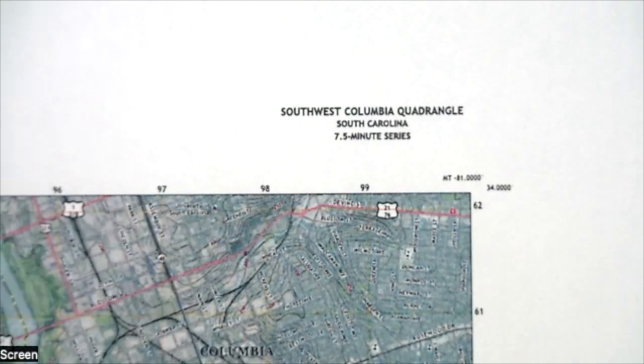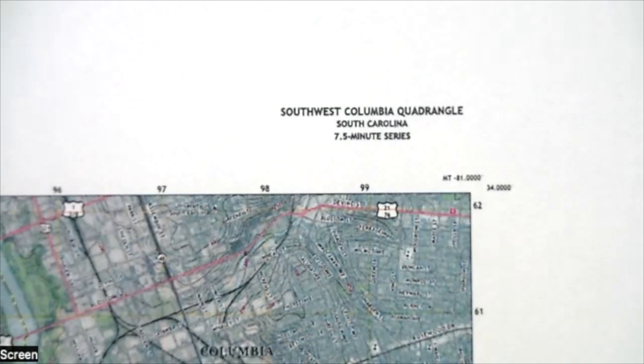And then 7.5-minute series. As you should know, the planet is divided into degrees of latitude and longitude. Each of those individual degrees is equal to what we call 60 minutes. Each of those minutes then can be divided further into seconds. So this 7.5-minute series is saying that we are in a small fraction of a whole degree. So we are quite zoomed in. Even if you look at this map, though, we are quite far out.